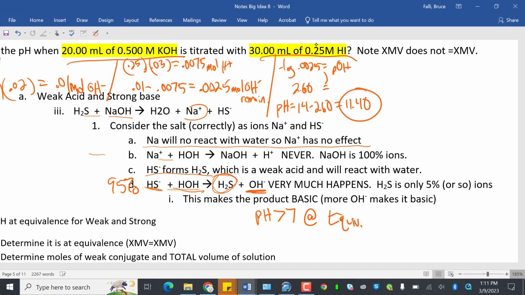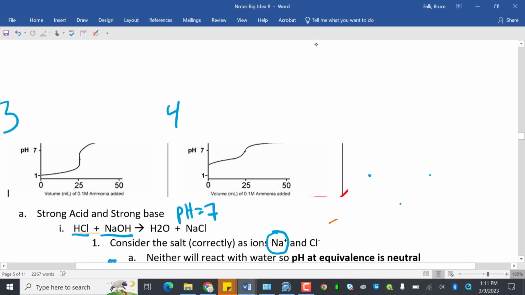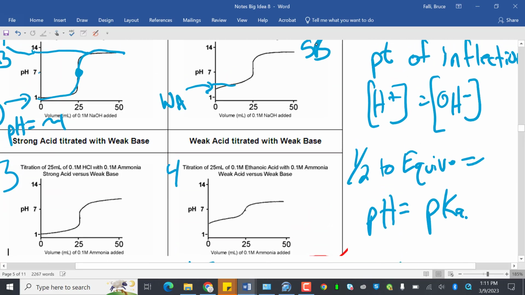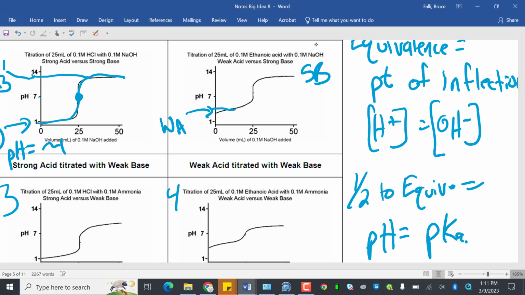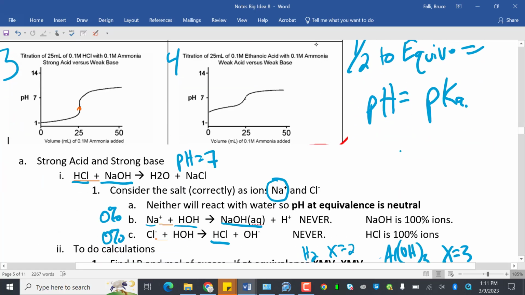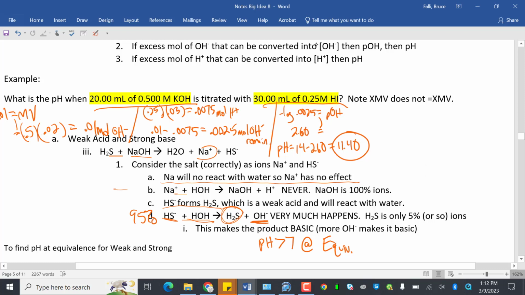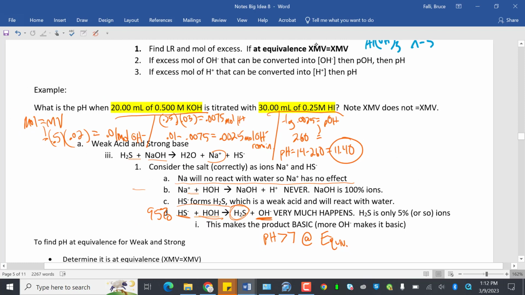Okay? So when I looked, no, it doesn't look like equivalence. When I looked up here, notice how we had to see where equivalence was. So this one, pH was above equivalence. And then on this one, pH was below equivalence. Okay. All right. So that's weak acid and strong base.